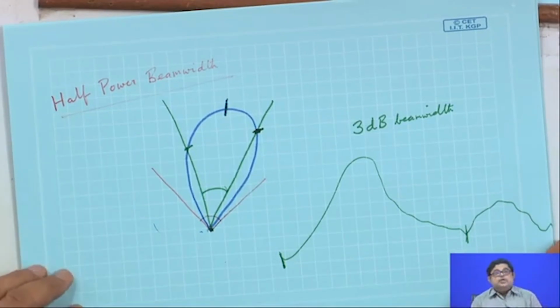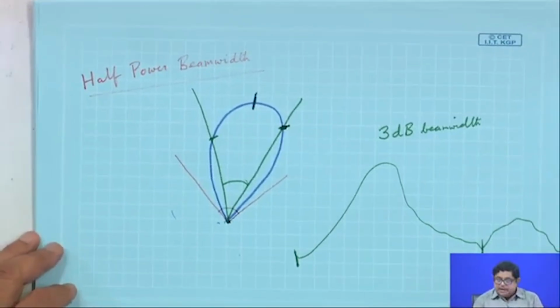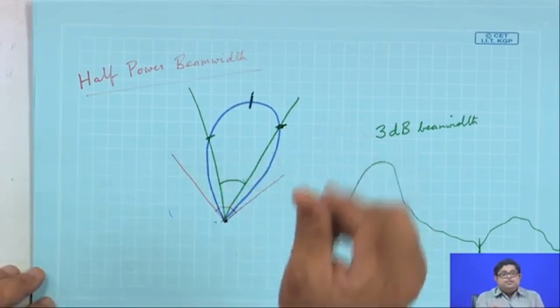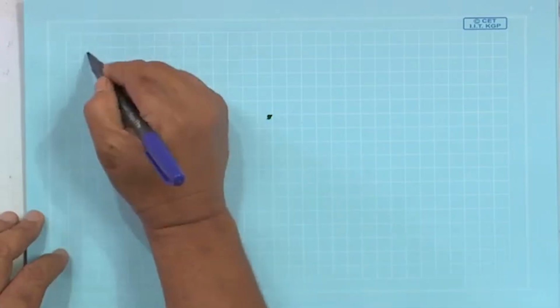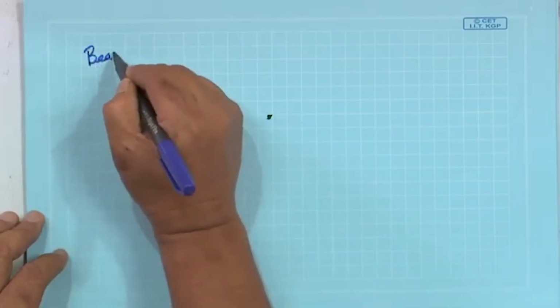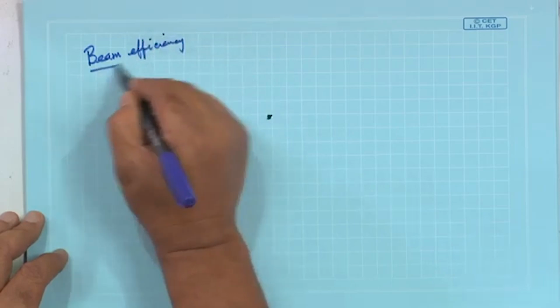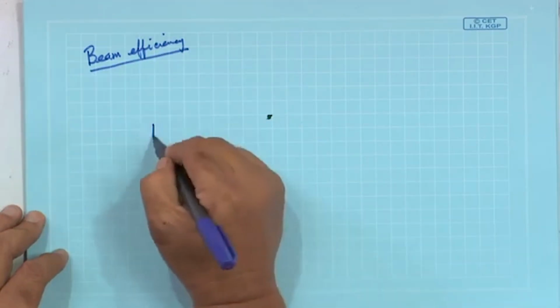Now, there is a related parameter. Okay, I know what the main beam's width is, but how efficient am I, because how much energy am I wasting in the side lobes and how much am I efficiently putting into the main beam. That parameter is called beam efficiency. So, what is beam efficiency?